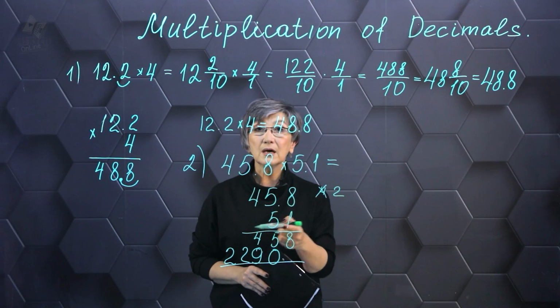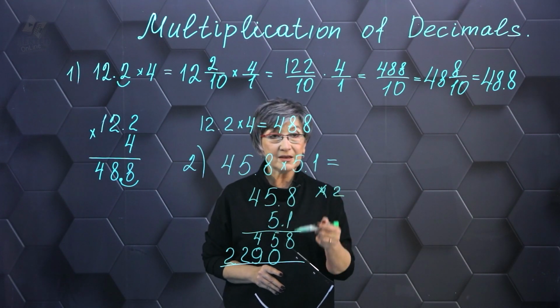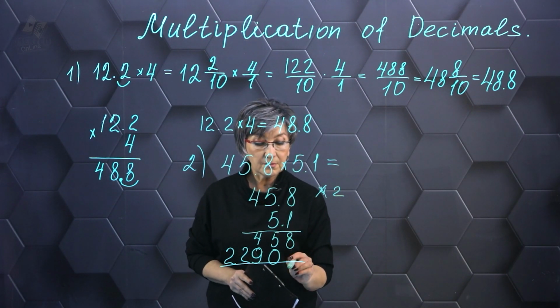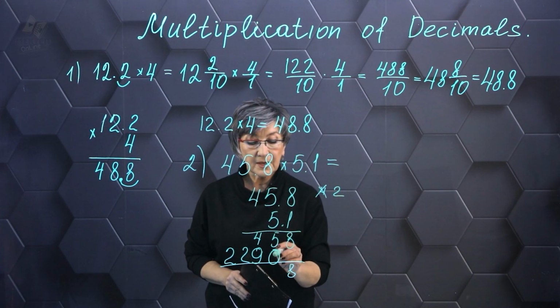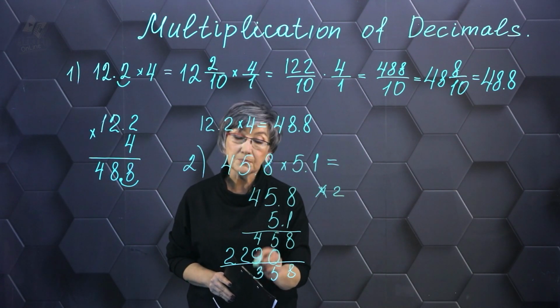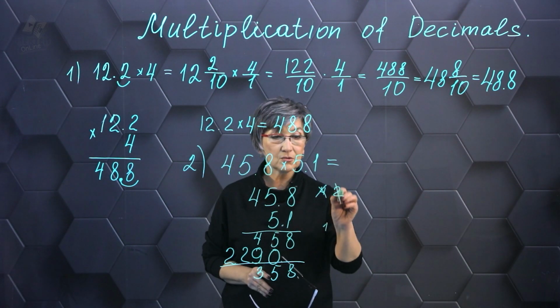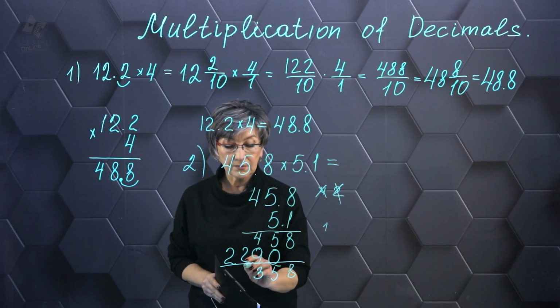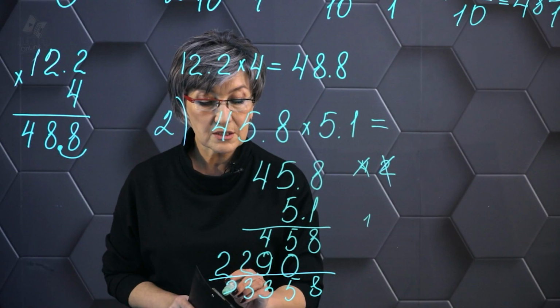So I multiply like ordinary natural numbers. And now I add. 8. 5 plus 0 is 5. 4 plus 9 is 13. 3 I write, 1 I memorize. 0 plus 2 is 2. Plus 1 is 3. And again, 2.